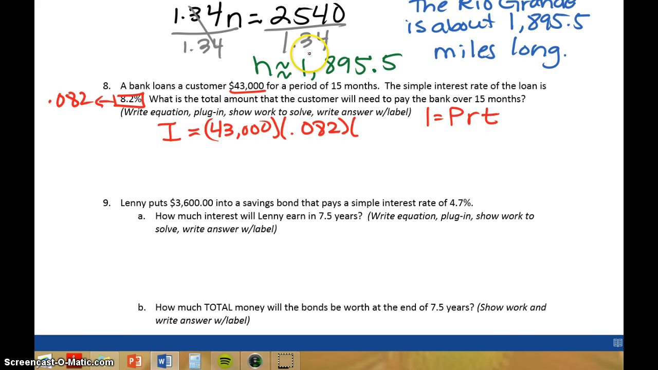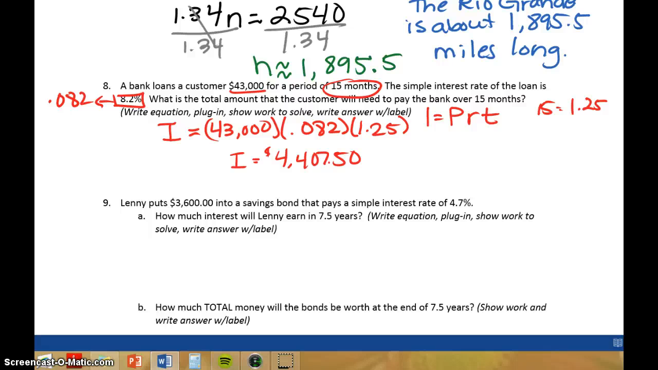And then our time. Now this is the tricky part. Our time is 15 months, but our formula needs it in years. So what we do is we change month into year. So 15 months equals 1.25 years. So we're going to plug in 1.25. And we multiply those three numbers together, and we'll find our I to equal $4,407.50. Now that's not our final answer. That's just how much interest we're going to have to pay on top of paying back our loan.